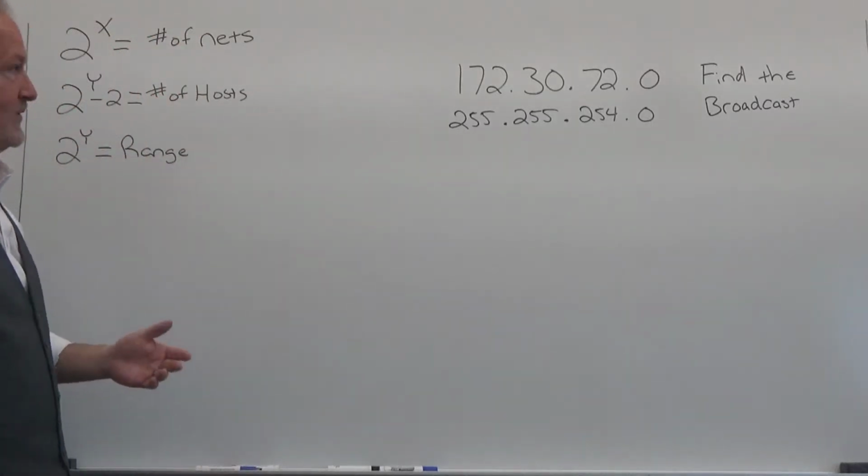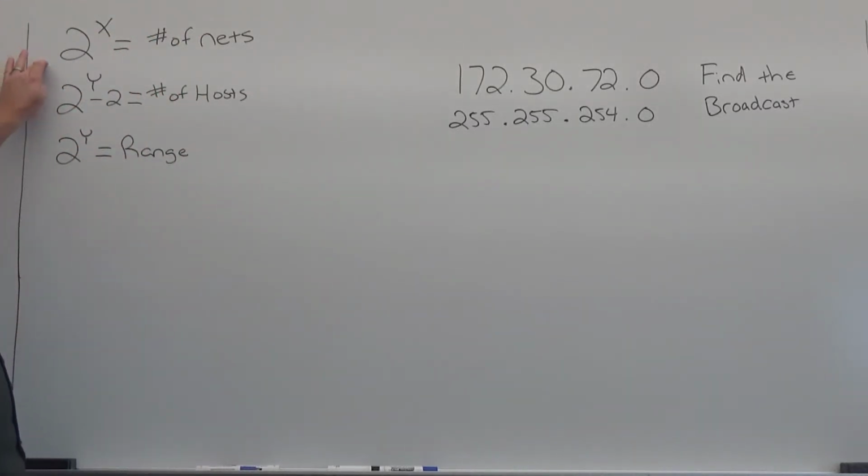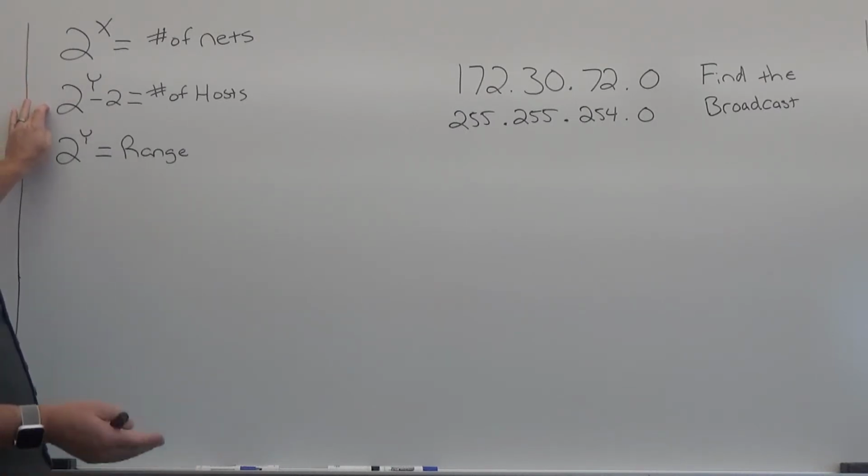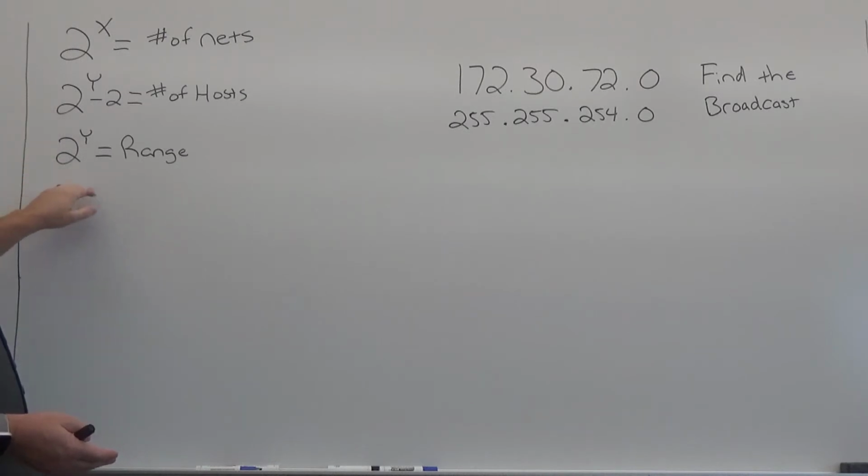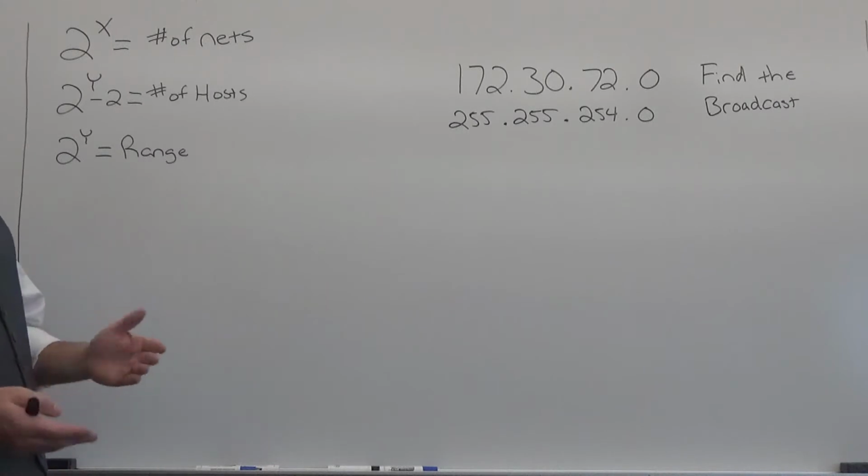All right, with Class B problems, don't forget your formulas. It's always 2 to the x, and that's going to give you the number of networks that are available. 2 to the y minus 2 is going to give you the number of hosts per network. And to figure out the range, we're going to do 2 to the y. And the range, again, is just the space between networks.